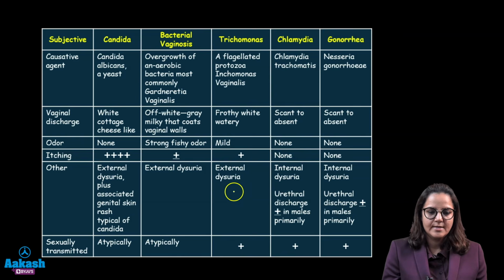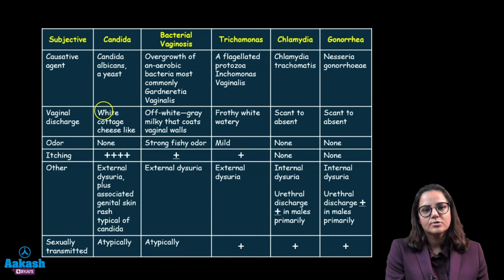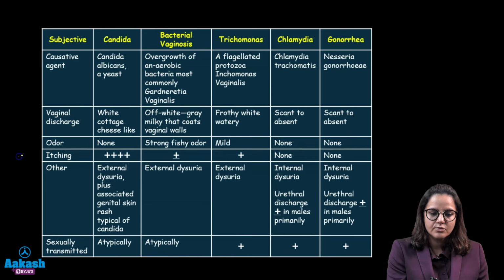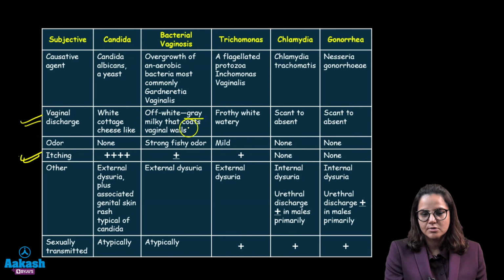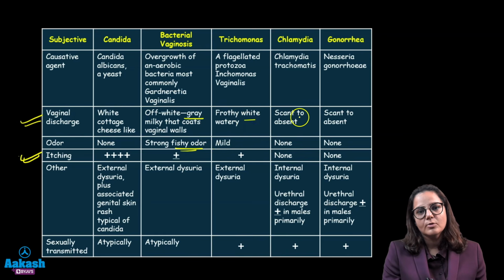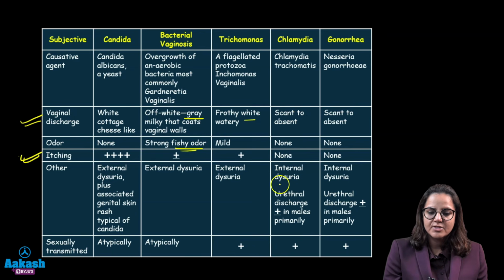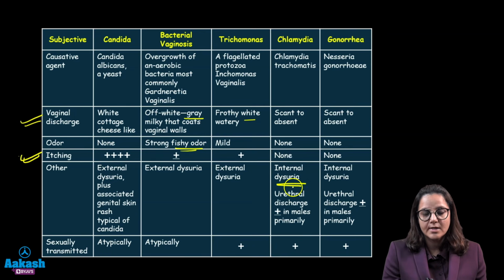So let's go through the differential diagnosis. If candida is there, then you mainly have to look for two things: presence of itching, and white cottage-like discharge. If bacterial vaginosis is there, then there will be gray discharge along the walls of the vagina. There will be fishy odor. In trichomonas, there can be strawberry cervix, remember, and a frothy white discharge will be there. Pathognomonic of chlamydia is that patients are not very symptomatic, but if they mention dysuria, more of urethral signs and urethral discharge, then the answer will be chlamydia.